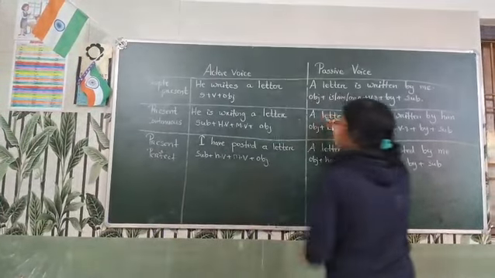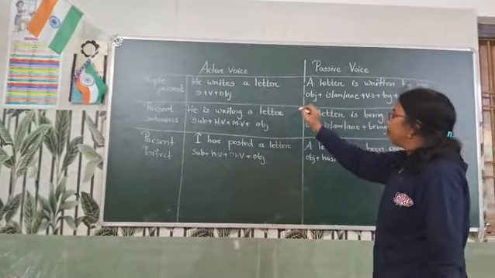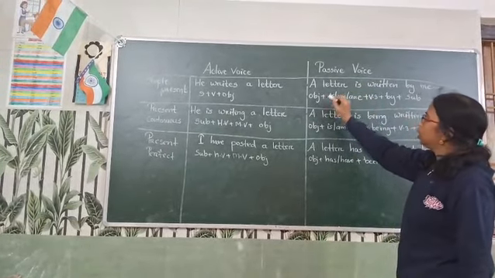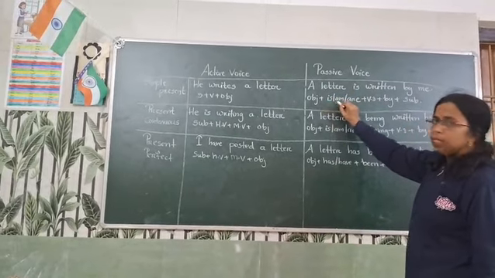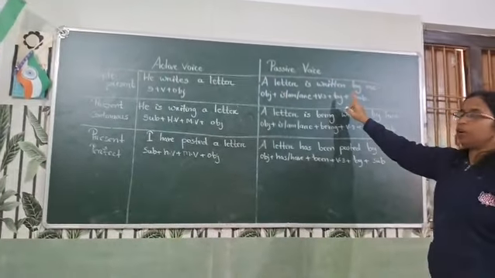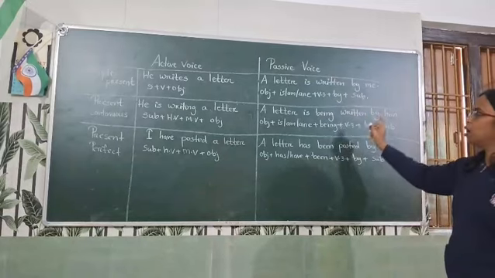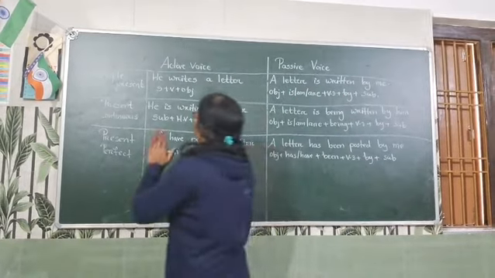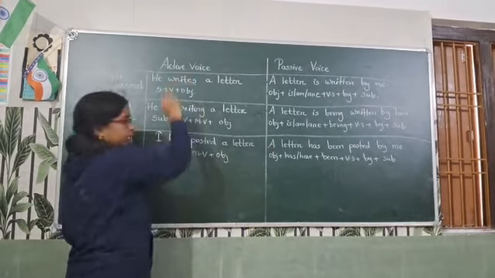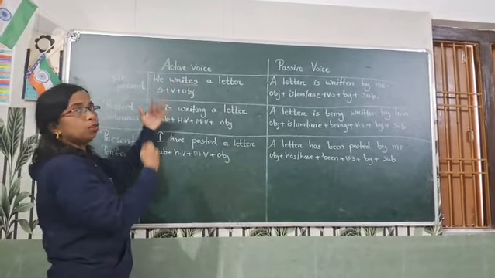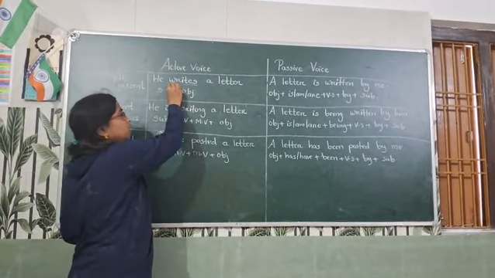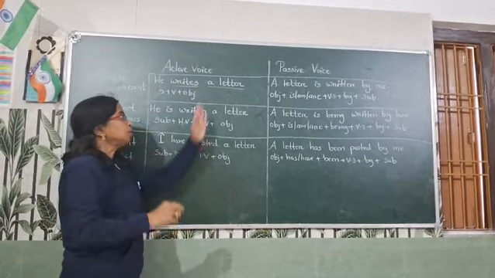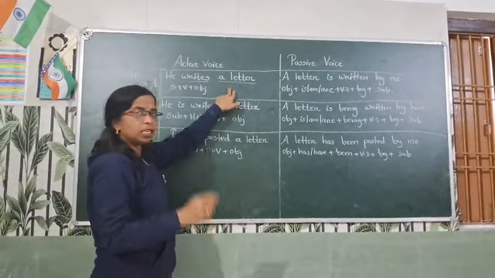Now we change from active voice to passive voice. How? We have to follow some rules in this simple present tense. When you change from active voice to passive voice, the structure is object plus is or are plus verb 3 plus by plus subject. How? He writes a letter. In this sentence, what do we see? What is the verb here? The verb is writes. This verb denotes which tense? Writes is the simple present tense. Then the object: is the object singular or plural? A letter is singular.